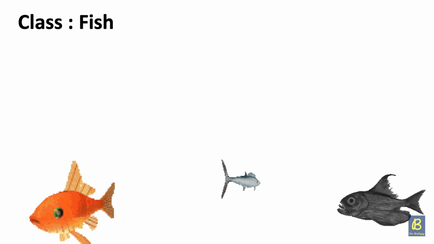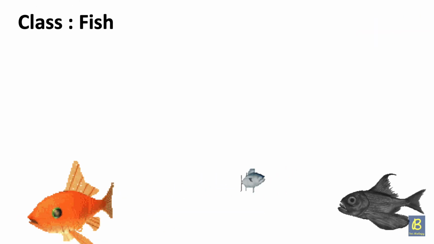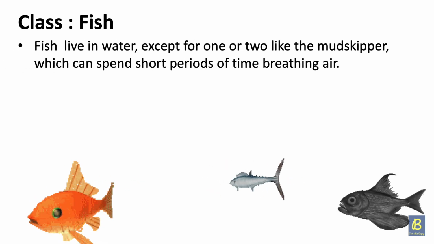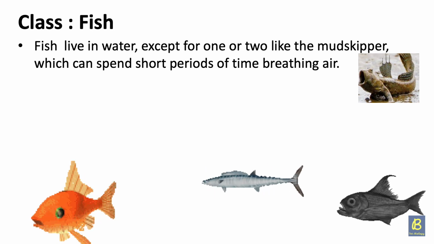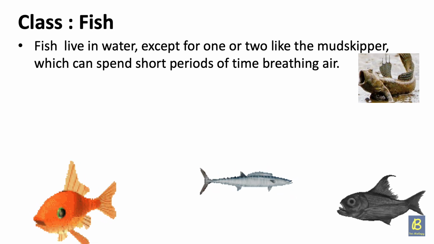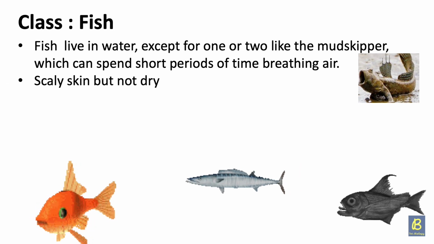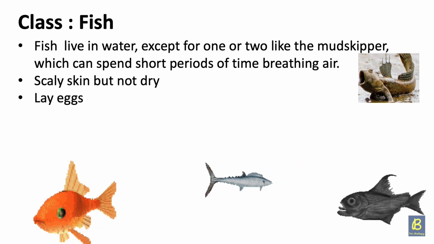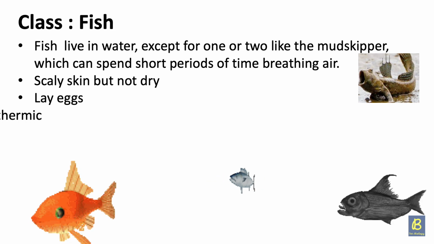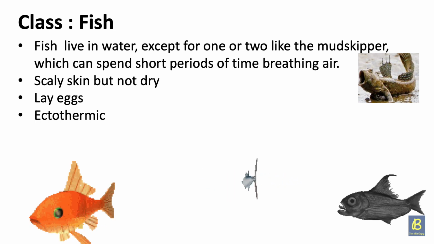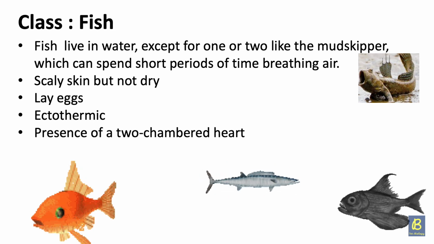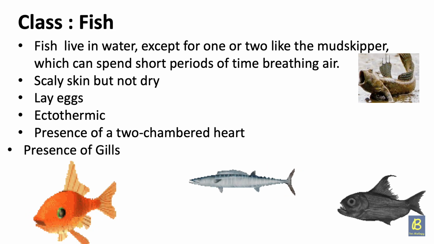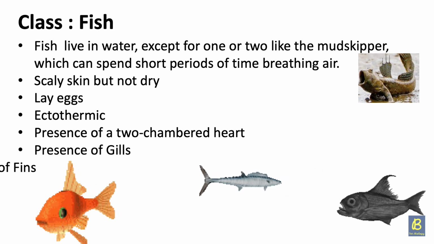Next class of vertebrates is fish. Fish live in water except for one or two, like the mudskipper, which can spend short periods of time breathing air. They also have scaly skin but it is not dry like reptiles. Fish reproduce by laying eggs. Just like reptiles, they are also ectothermic or cold-blooded animals and rely on water temperature to regulate their body temperatures. They have a two-chambered heart. They breathe through gills and they use fins to swim.